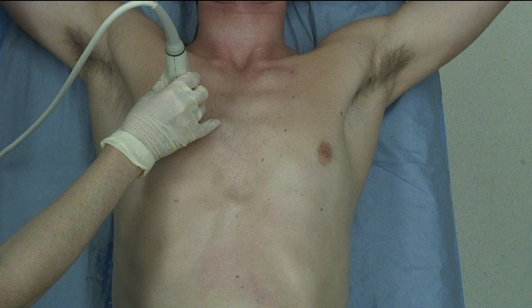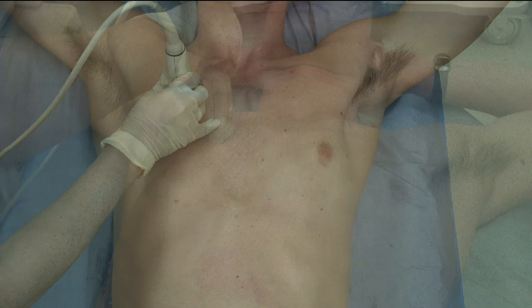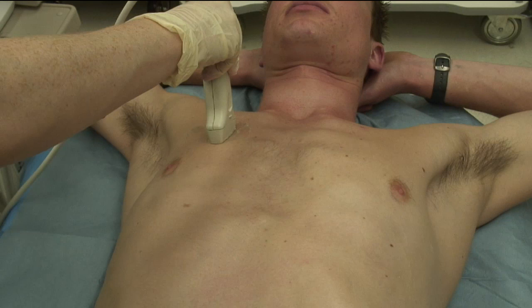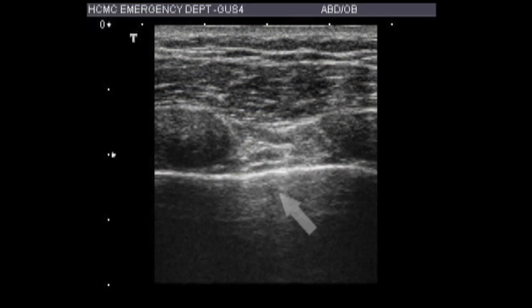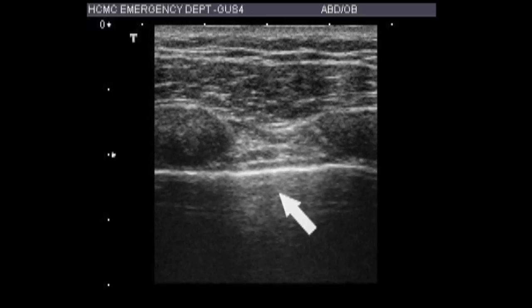Evaluation of the right and left pleural spaces for pneumothoraces begins at the 3rd and 4th intercostal spaces in the mid-clavicular line. The unaffected side should be evaluated first. The probe should be placed longitudinally to include 2 adjacent ribs. A normal pleural space will show the hyperechoic layers of the pleura sliding beneath the ribs.